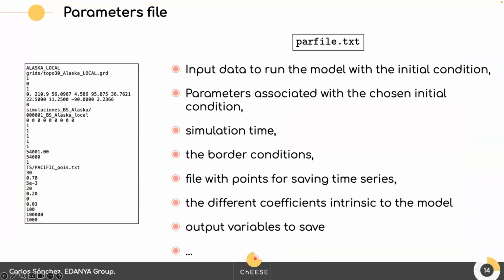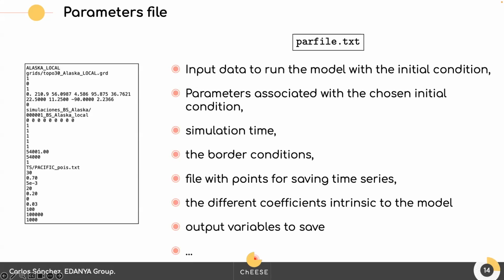The second main ingredient is the par file. The parameter file is a text file with the list of the parameters needed for the simulation. We will see later that we need to specify the input data, the parameters for the initial condition, things like simulation times, output variables, and other coefficients intrinsic to the model. And as I said, we will see later specifically what there is in each line of this file.